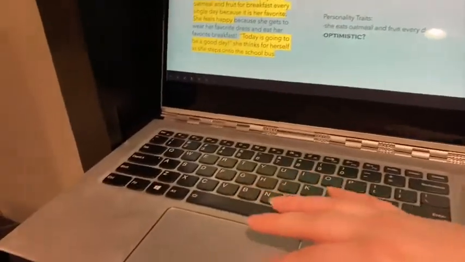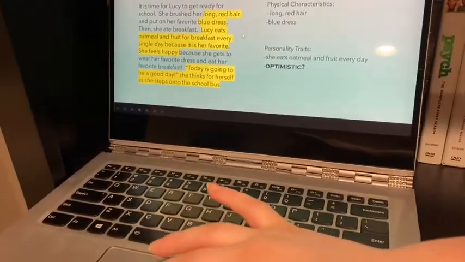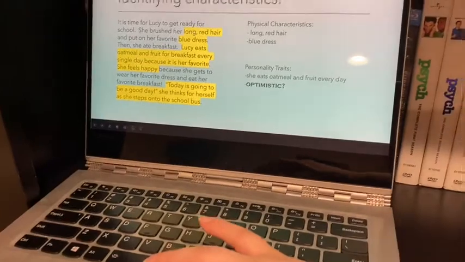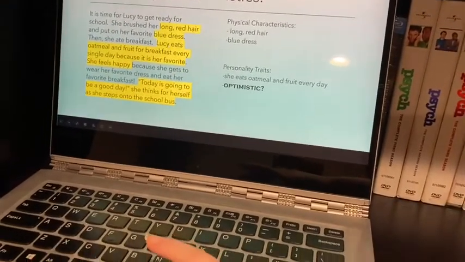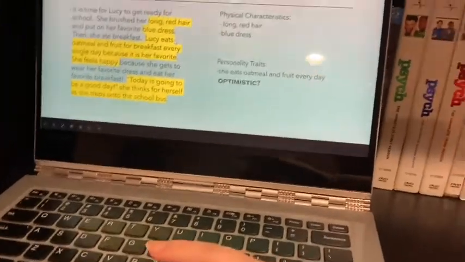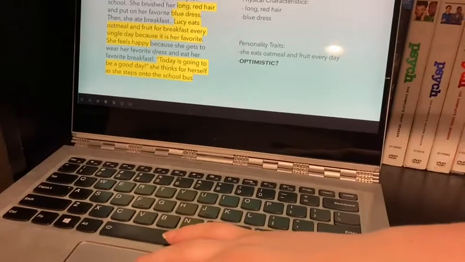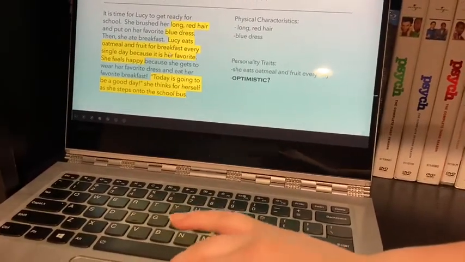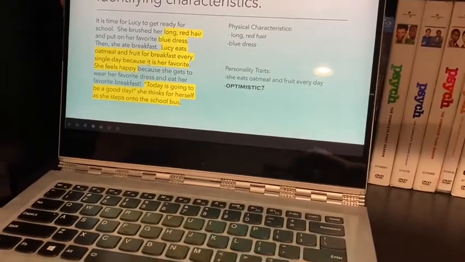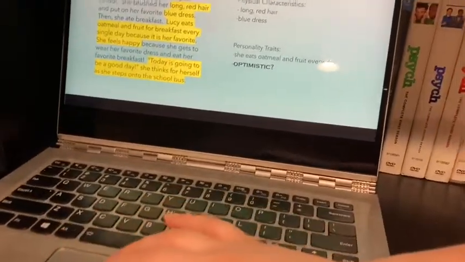And so I found some different characteristics in here. We know she has long red hair and that she's wearing a blue dress. Another way we can characterize someone is if they have something that they always do, like an action. So she eats oatmeal and fruit every day for breakfast. Even though that's not necessarily a personality trait or a physical trait, that's still something that characterizes her.